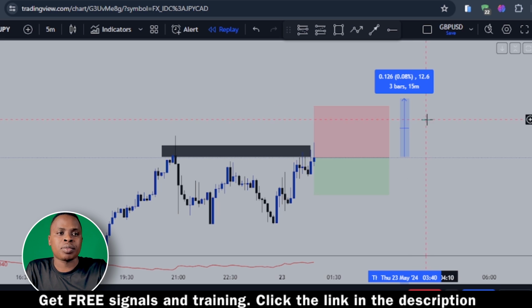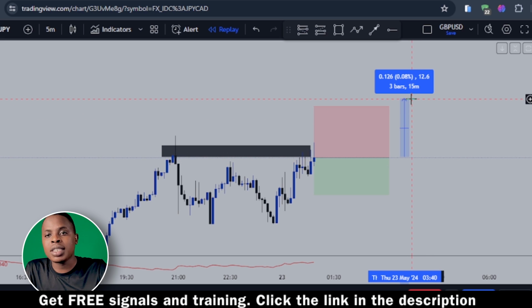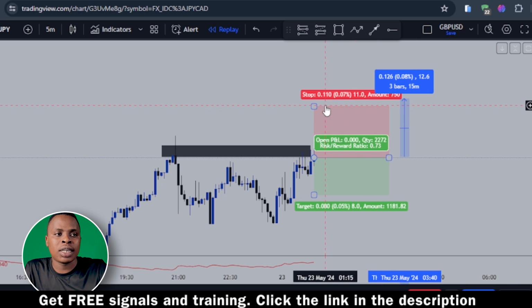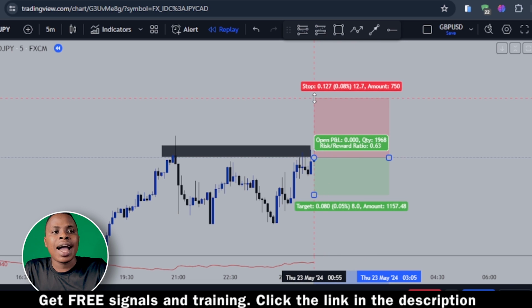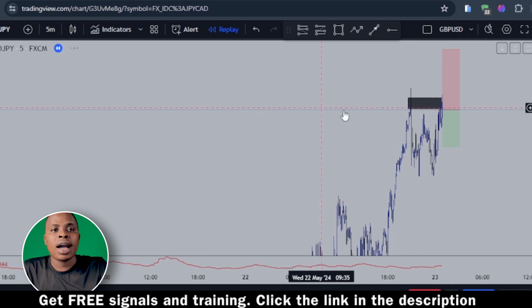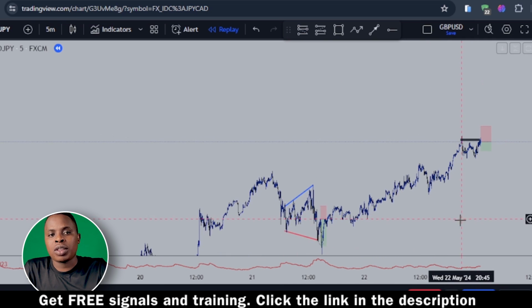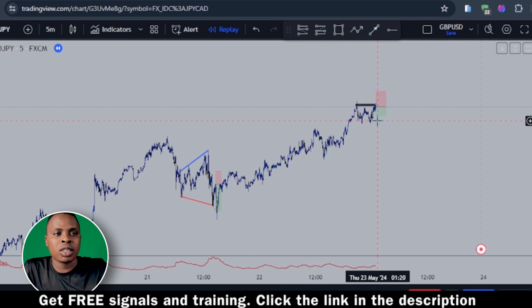0.126 right here. So from here to here, this is the ATR for my 1-hour time frame. So at least I need my trade to be live for the next like 3 hours. So this is my stop loss.